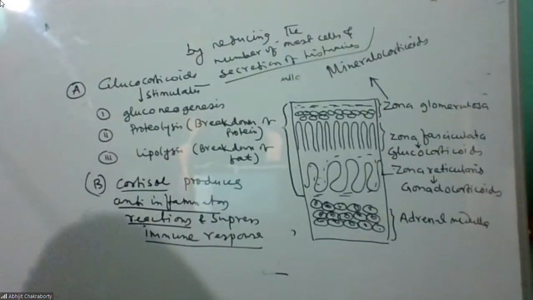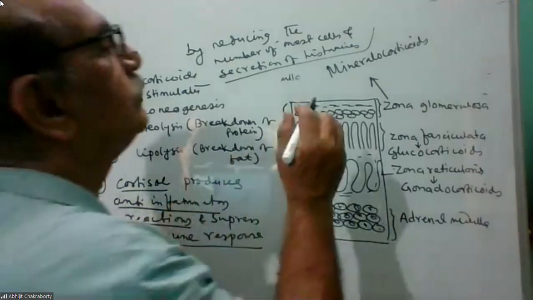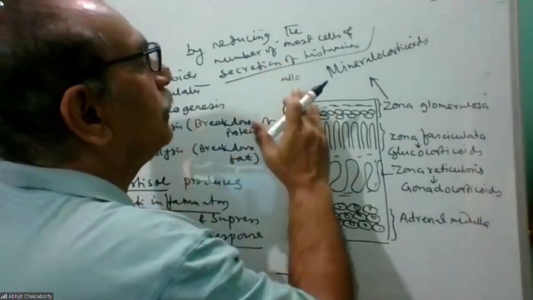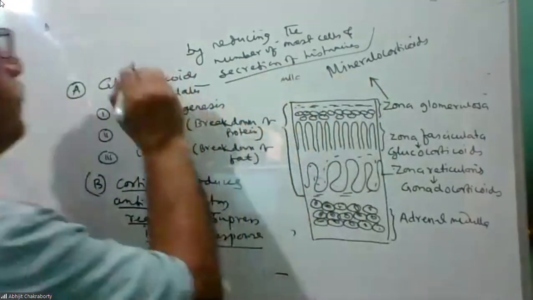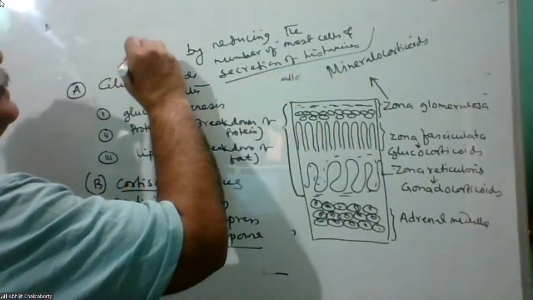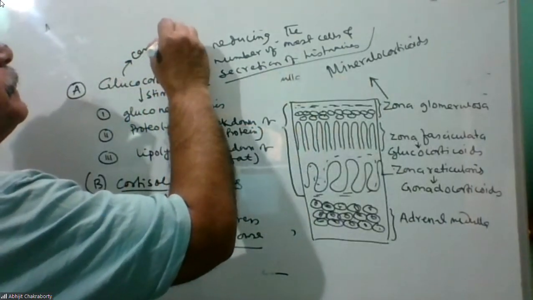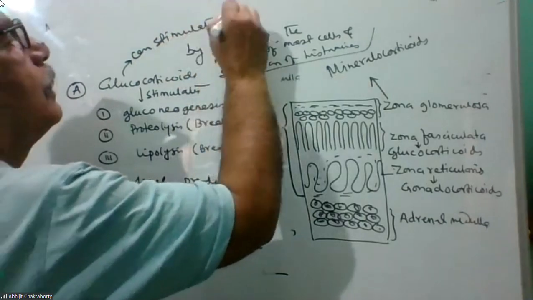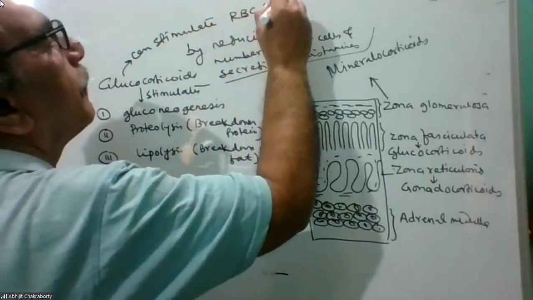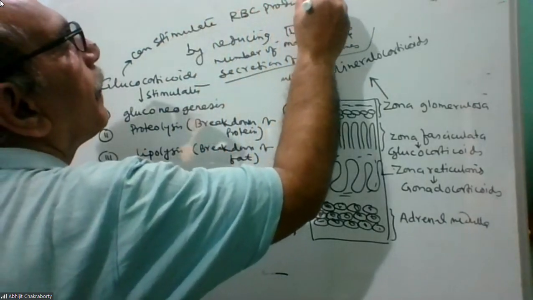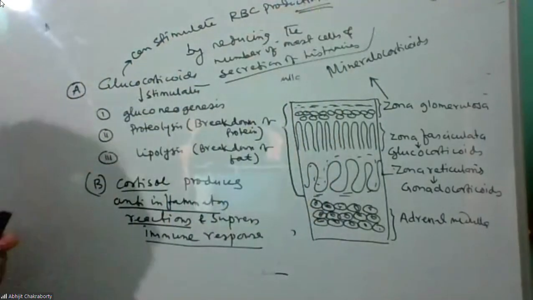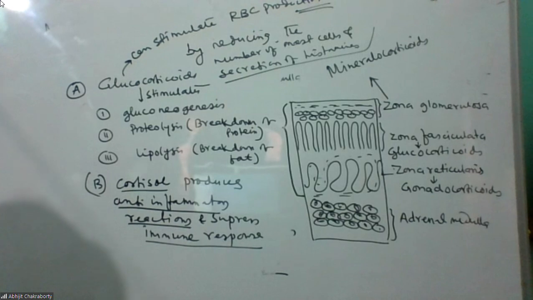Actually, glucocorticoid can stimulate RBC production also. Clear?